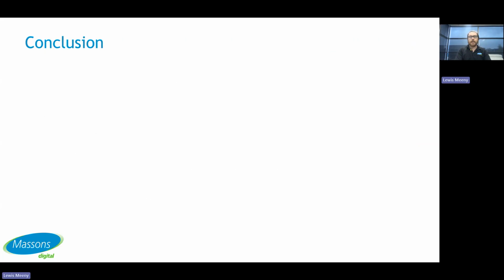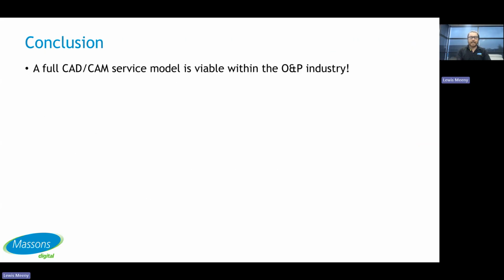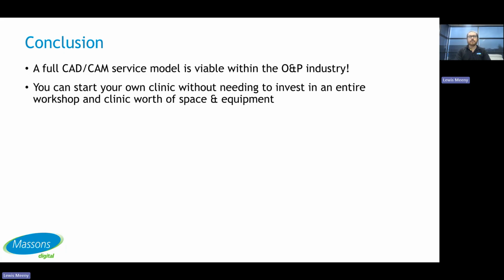So to conclude all the main points, a full CAD-CAM service model is absolutely viable within the O&P industry, and we have seen that happening in Australia over the last decade. You can start your own clinic without having to invest in a whole workshop and clinic space worth of equipment. You don't need $500,000 to build out a whole workshop. You can get a scanner, a workstation, and a small little clinic space and be immediately set up and ready to go.